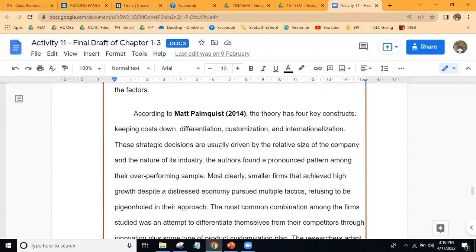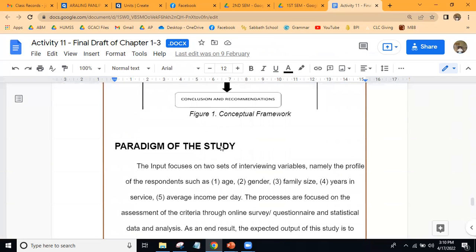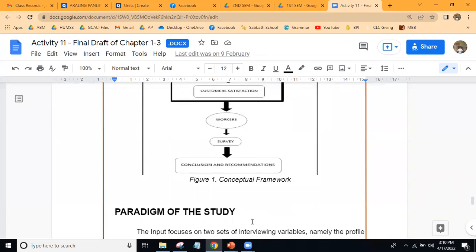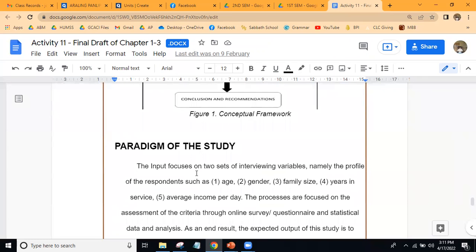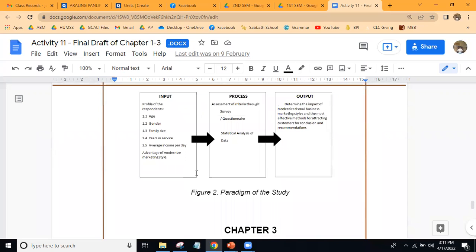Math Palmquist, the theory has 4 key concepts: keeping cost down, differentiation, customization, and internalization. Theoretical and conceptual framework. This is the conceptual framework they made: modernized marketing styles, effective method, unique techniques, customer satisfaction, workers, and then survey, conclusion and recommendations. So for the paradigm of the study, the most popular is the IPO model: the input, process, and the output.